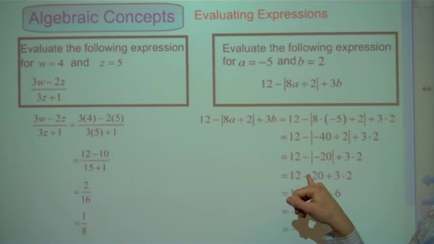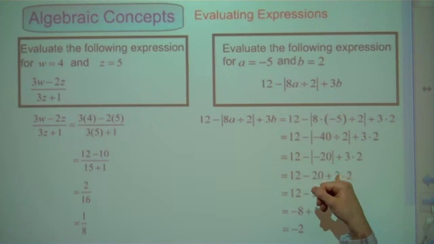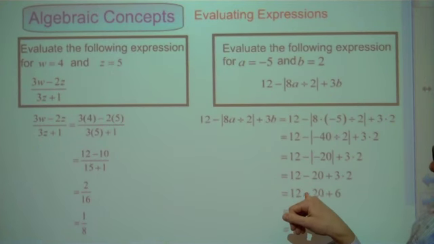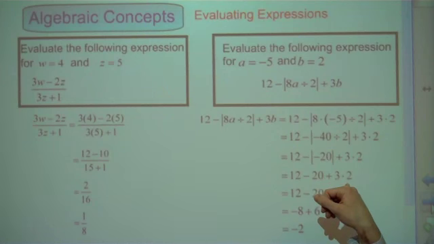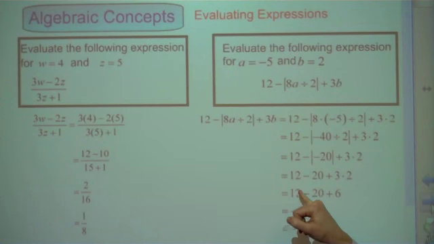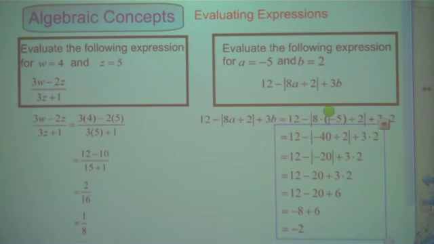So now we have 12 minus 20 plus 3 times 2. 12 minus 20 plus 6, because you need to take care of that multiplication first. So 12 minus 20 plus 6, simplify that further, negative 8 plus 6, and you end up with negative 2.